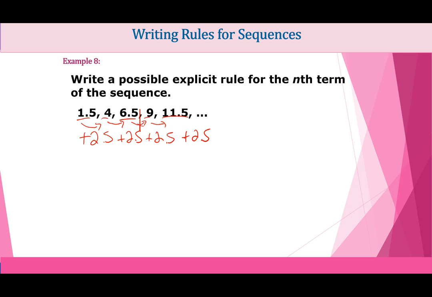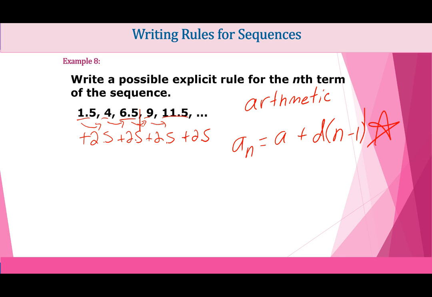So because you're adding by a common amount, this is an arithmetic sequence or a linear sequence, which, remember, that rule or formula was this: an equals a plus d times n minus 1. So we're going to write a rule similar to this for this function. So we're going to have an for the nth term. Now a represents the first term. Our first term is 1.5, so I'm going to plug 1.5 in.